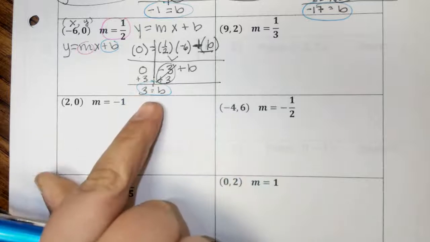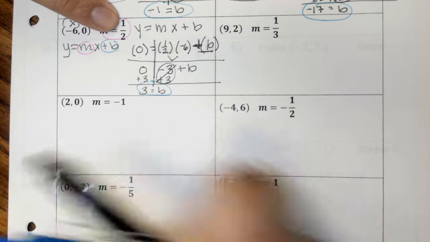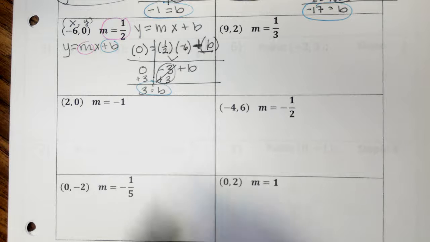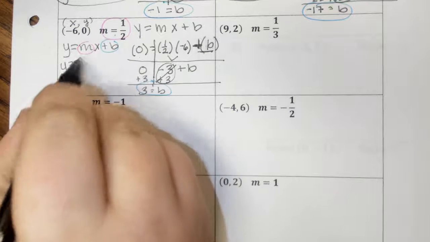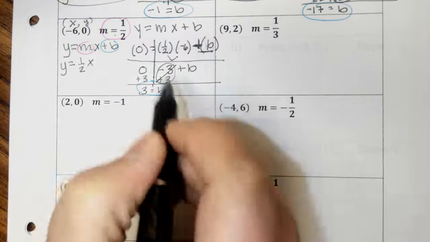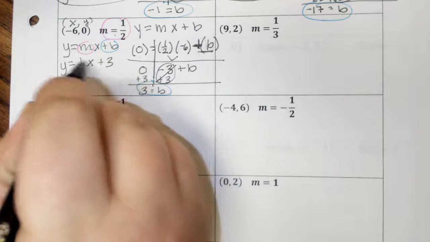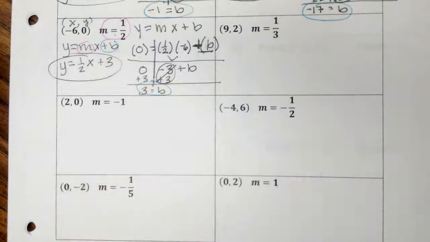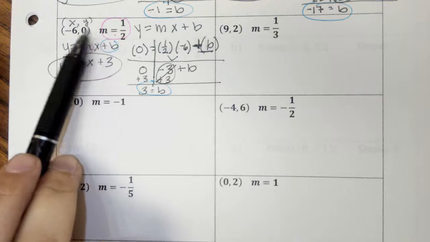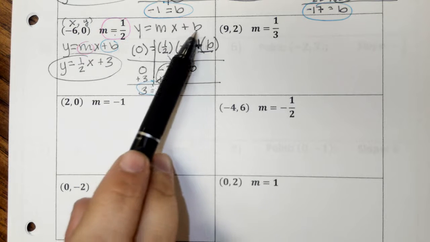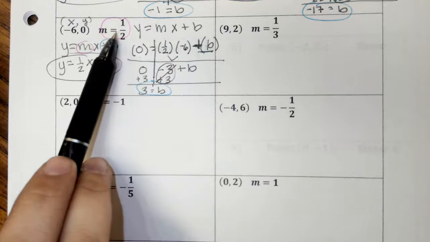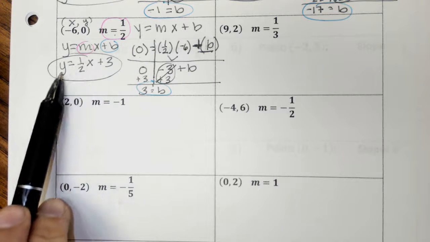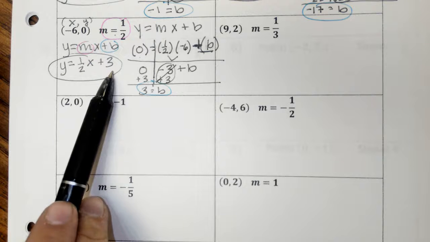Now I know a number for b, and I know a number for m, which means we can rewrite the equation y equals mx plus b as y equals 1/2 x plus 3. So using the slope and an ordered pair, we solved for b, and after we had b, we knew the y-intercept and the slope, which allows us to write a linear equation in slope-intercept form.